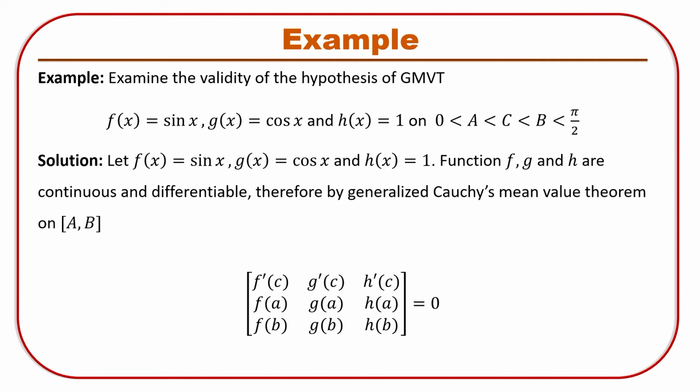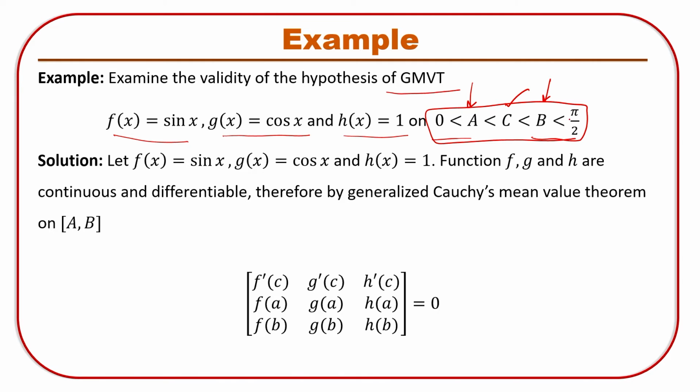The example says: validate the hypothesis of the general mean value theorem, and it has given the three functions f(x) equal to sin x, g(x) equal to cos x, h(x) equal to 1 on the interval [0, pi/2]. This is our interval, right? So how to do this? c belongs to (a, b), and b is less than pi by 2, right? So here f(x) is given as sin x and g(x) is given as cos x, h(x) equal to 1.